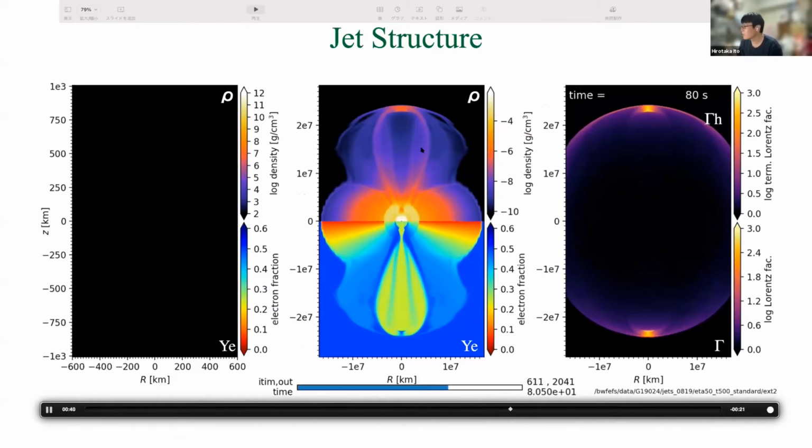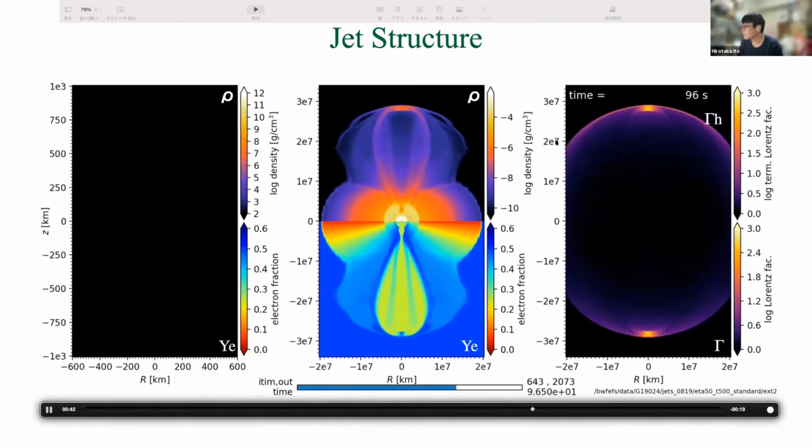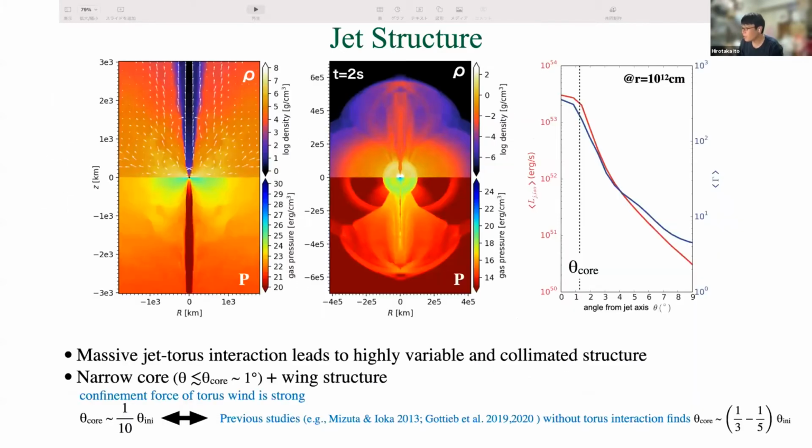The simulation continues up to 4,000 seconds, but I will stop here. The resulting angular structure of the jet is similar to those found in the long GRB simulation, which is composed of a fast-moving core surrounded by decaying wing regions.